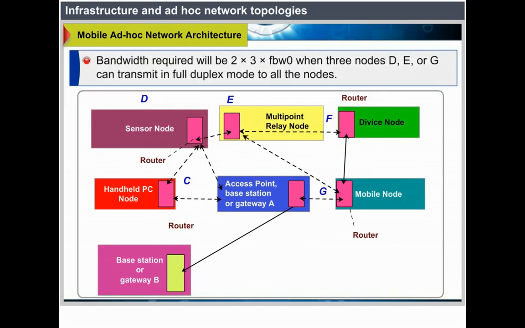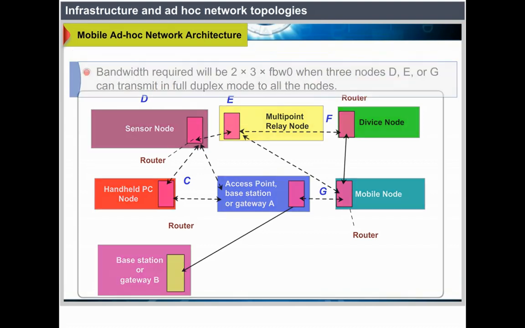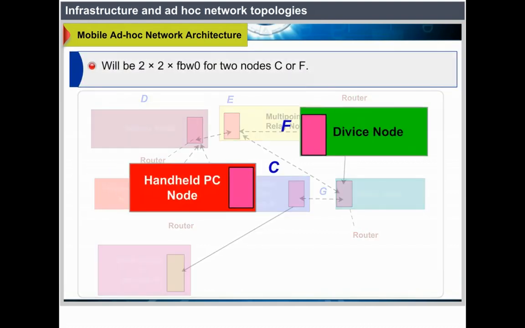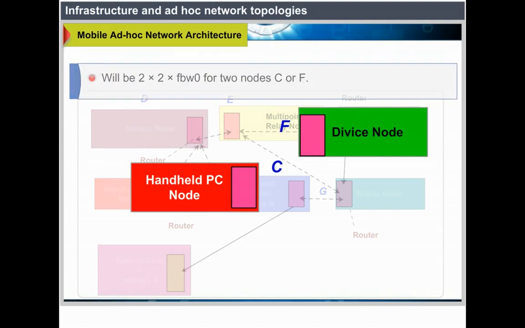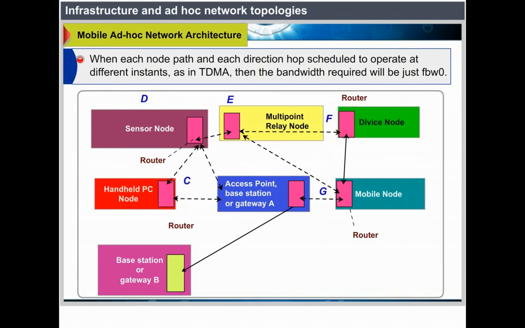Bandwidth required will be 2 × 3 × FBW0, where three nodes D, E or G can transmit in full duplex mode to all the nodes. It will be 2 × 2 × FBW0 for two nodes C or F. When each node path and each direction hop is scheduled to operate at different instances as in TDMA, then the bandwidth required will be just FBW0.